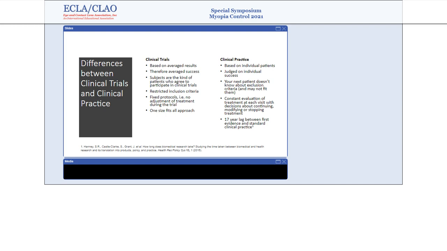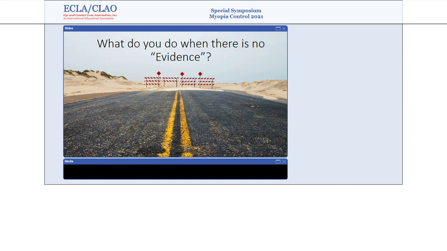You judge yourself, and the parent will judge you, on your success. The next patient doesn't know about inclusion criteria and they just want to be treated. And at every single visit, you have to make a decision about how we're going to treat this. Some of those complexities are why it takes 17 years from the sort of evidence we've heard today to actually getting it into standard practice. And we're certainly not in standard deployment mode yet for myopia control.